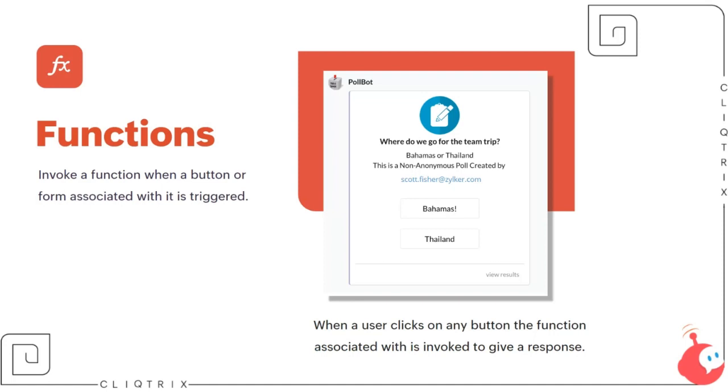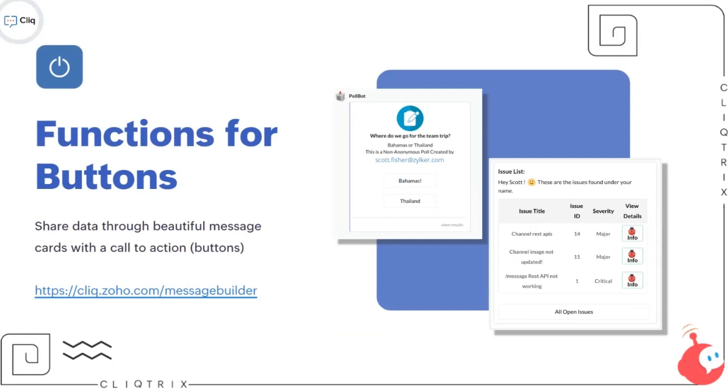So functions can be either triggered by buttons or forms. So here is an example of how a function is used in a poll bot. On clicking the button, the user's choice is updated in a database, and you can also invoke a function from a quick action button like in a widget or a message card. You can create buttons in your message cards easily by using the message builder.